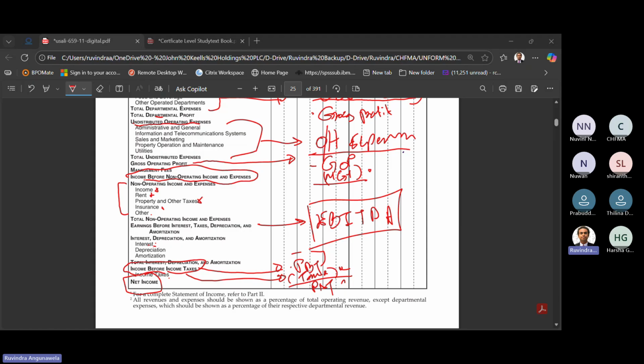Now, to understand this further, of course, we are not still deep diving. We will do it starting from next week. But to understand this P&L structure a bit better and to get it registered in your head, I'm going to give you a case study. That is case study 3.